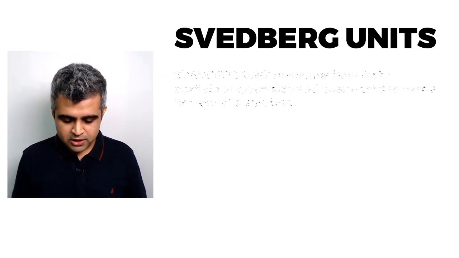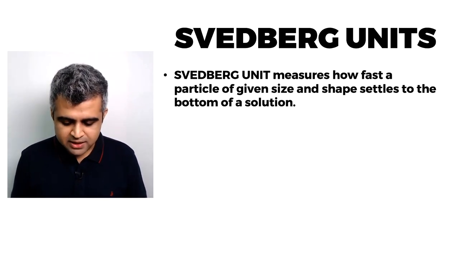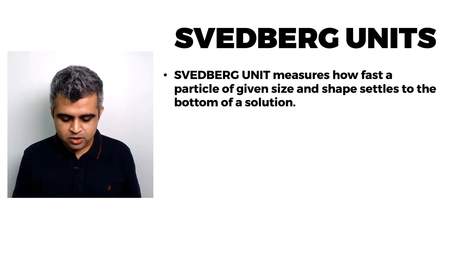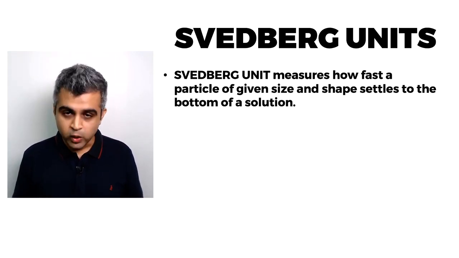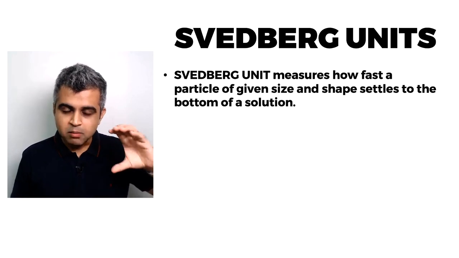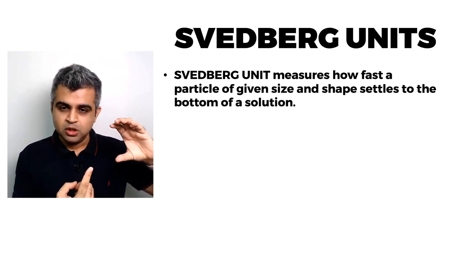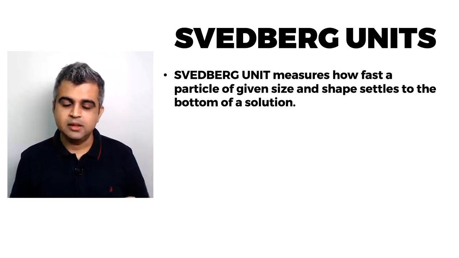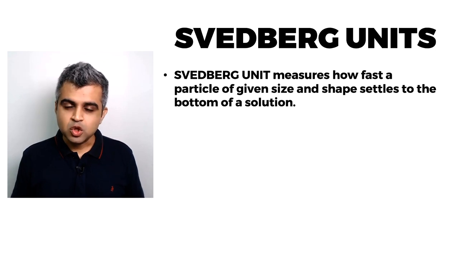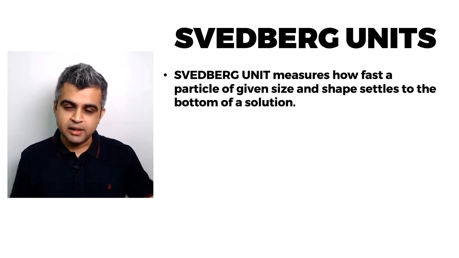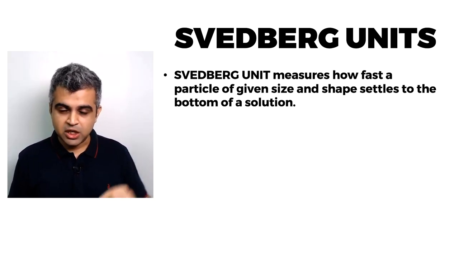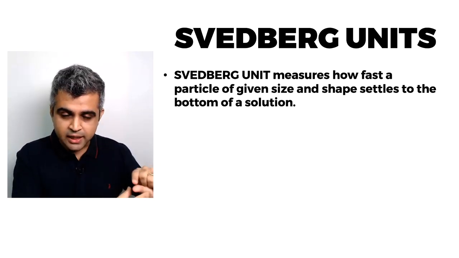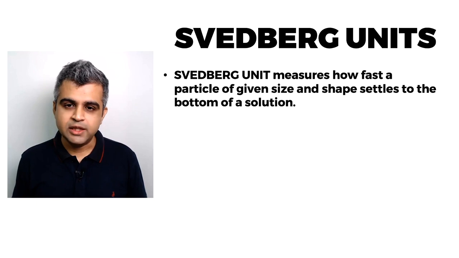So what are the Svedberg units? Svedberg units basically measure how fast a particle of a given size and shape settles to the bottom of a solution. When you take some particle in a solution and spin it in the centrifuge, how fast or how slow is the particle going to settle? According to that, it is given a number, and that number is called Svedberg units. So in short, Svedberg units will tell you, approximately, the rate at which a particle in the homogenate will settle down.